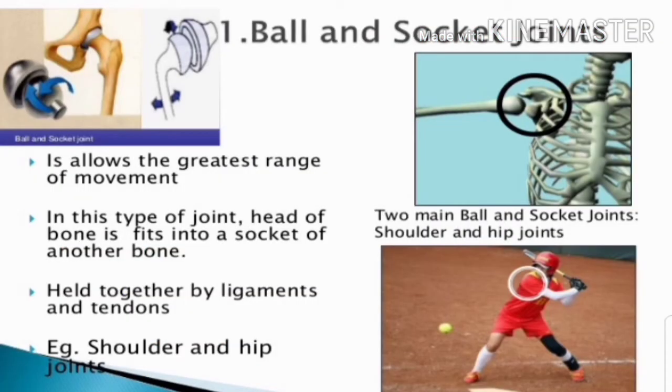First one is the ball and socket joint. In such a joint, the spheroid ball-like end of one bone fits into the cup-like socket of the other bone. It allows maximum movement. Shoulder and hip joints are examples of this type of joint. It allows the greatest range of movement. The head of one bone fits into a socket of another bone, held together by ligaments and tendons. There are two main ball and socket joints in our body, the shoulder and hip joints.